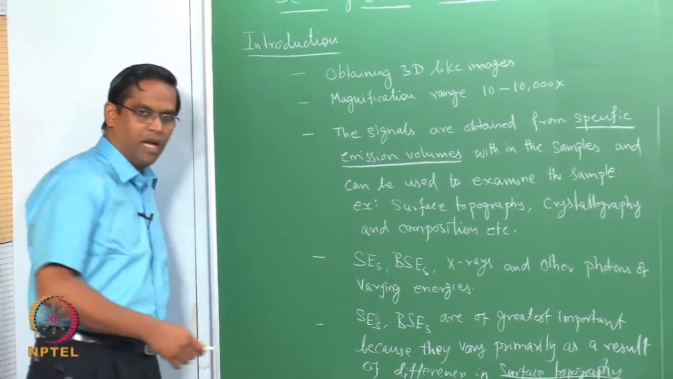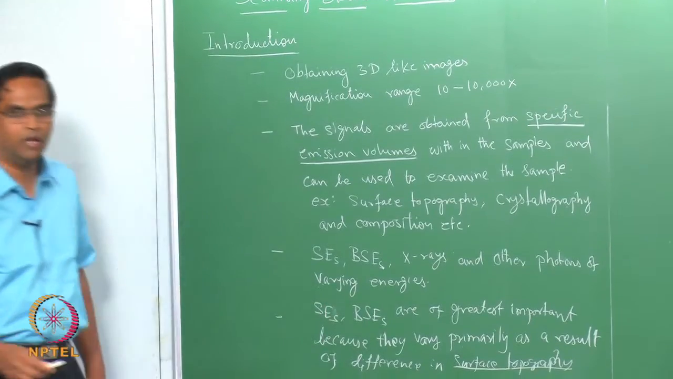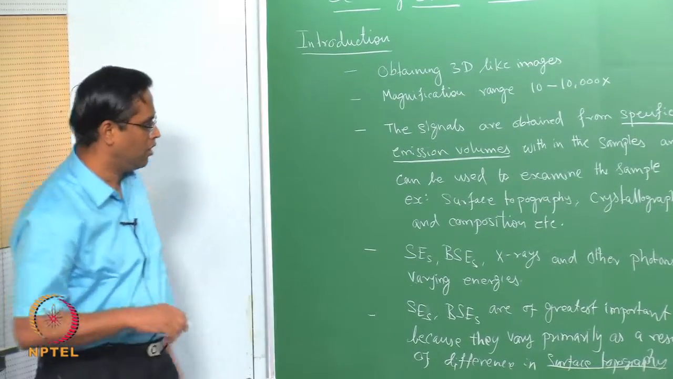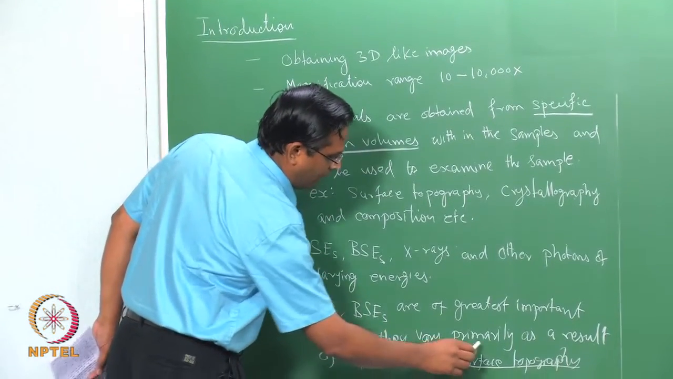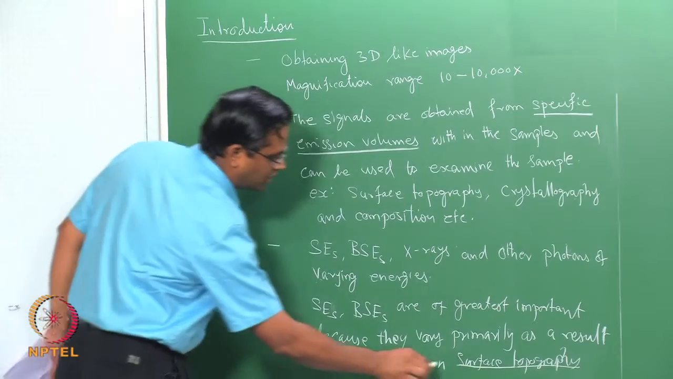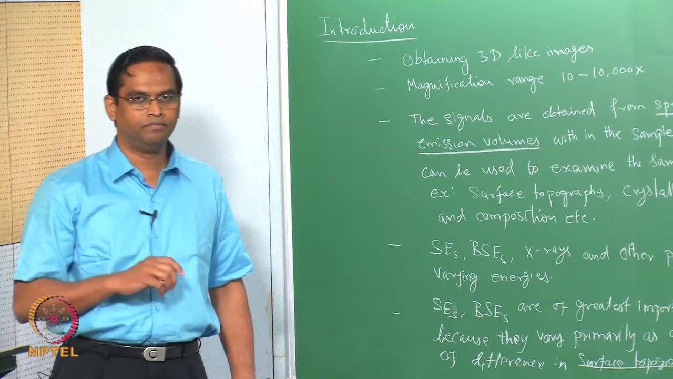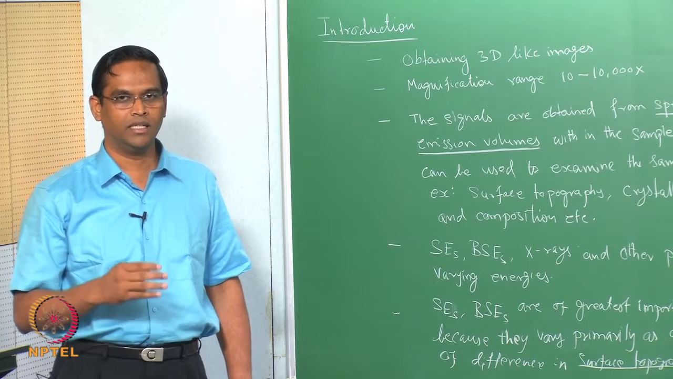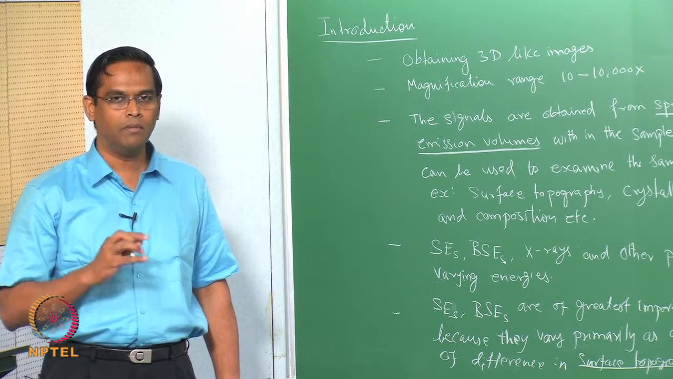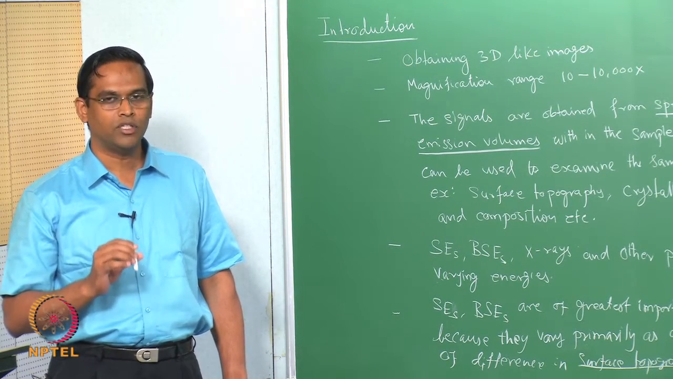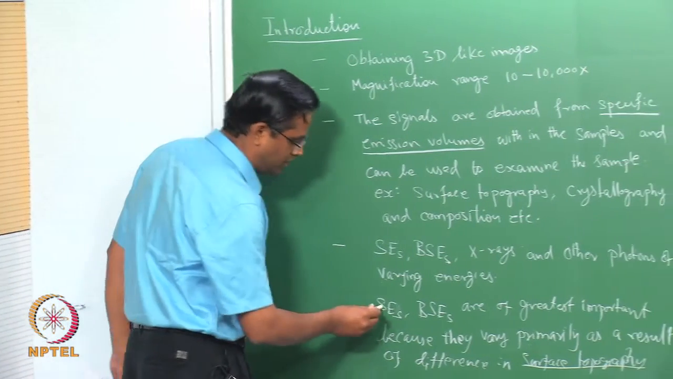And out of all these backward scattering signals, we talk only about secondary electrons and backscattered electrons. Why are we talking only about these? Because they vary primarily as the result of differences in the surface topography. The amount of secondary and backscattered electrons coming out of the specimen surface depends primarily on the surface topology. This is the core idea behind using this tool.